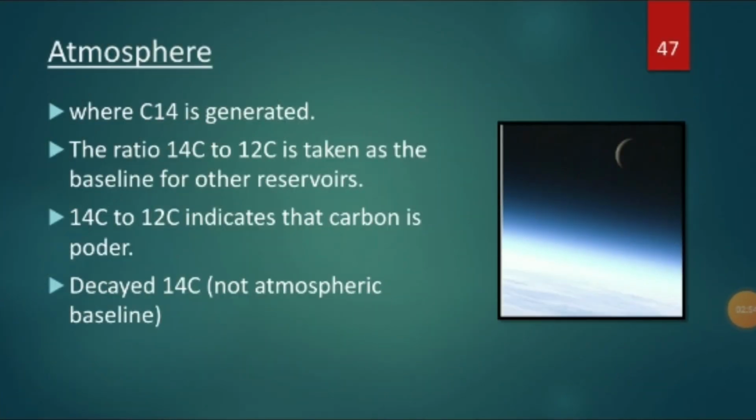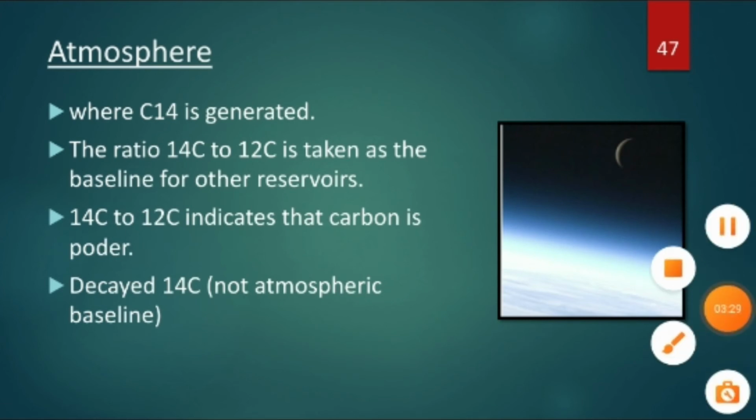Next is about the atmosphere. The atmosphere, where carbon 14 is generated, contains about 1.9% of the total carbon in the reservoirs. The ratio of carbon 14 to carbon 12 in the atmosphere is taken as the baseline for other reservoirs, and this baseline is known as atmospheric baseline. If any other reservoir has a lower ratio of carbon 14 to carbon 12, it indicates that carbon is older, and some carbon 14 may have decayed. Decayed carbon 14 means the reservoir is receiving the carbon that is not at the atmospheric baseline.